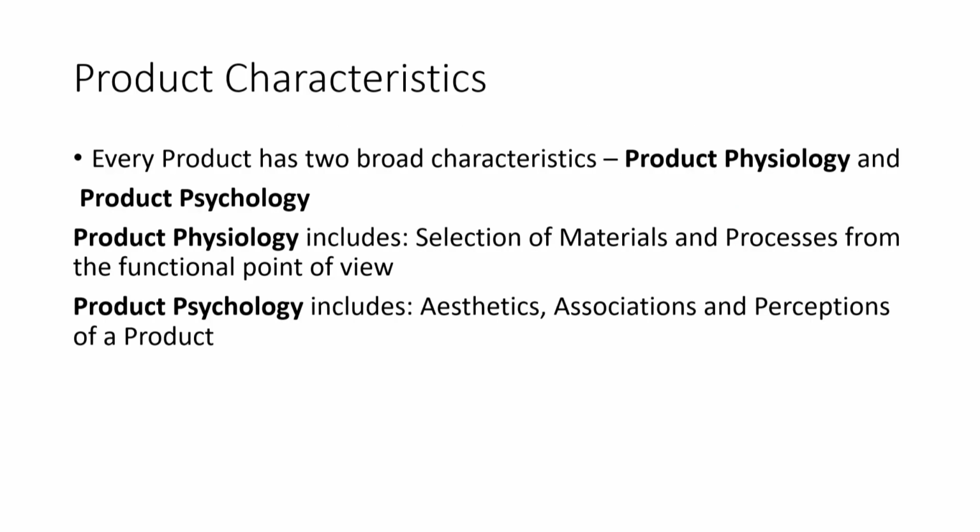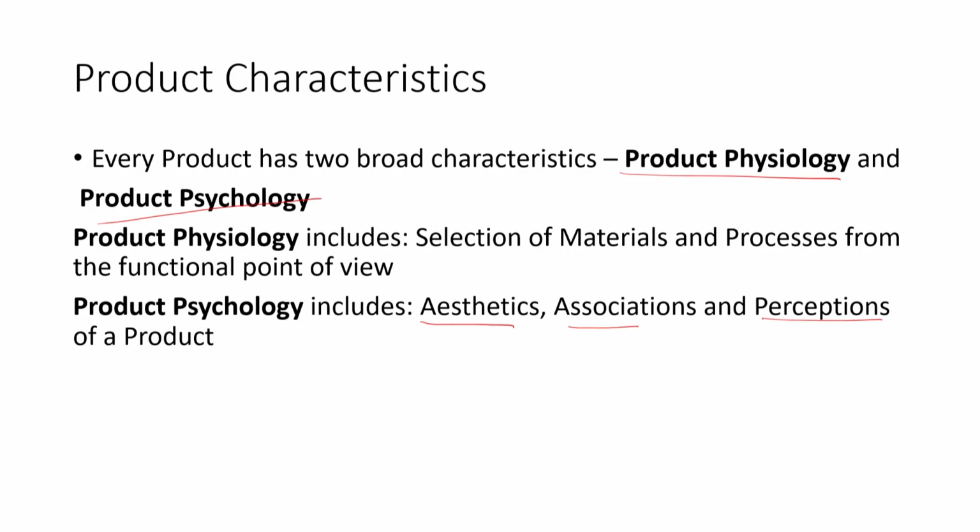How? Well, keep in mind that every product has two basic characteristics: product physiology and product psychology. Whatever I have told you through the ASB charts, these are important from the product physiology point of view. So, selection of materials and processes which are mainly from the functional point of view, but there also exists product psychology like aesthetics of a product, associations, perceptions of a product. All of them play a very important role in terms of selection of the material.